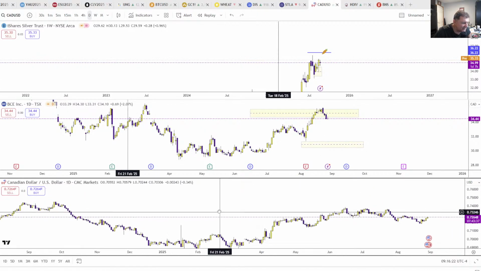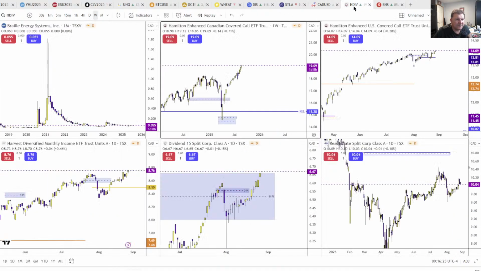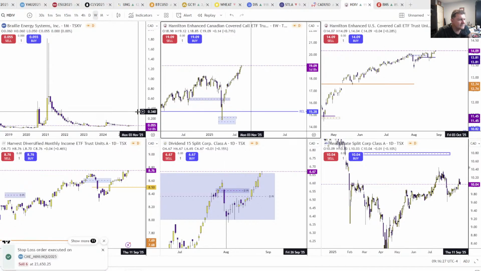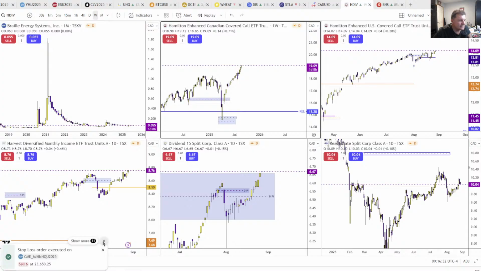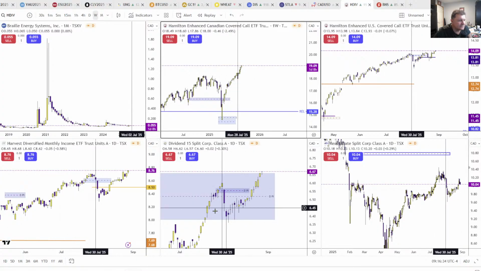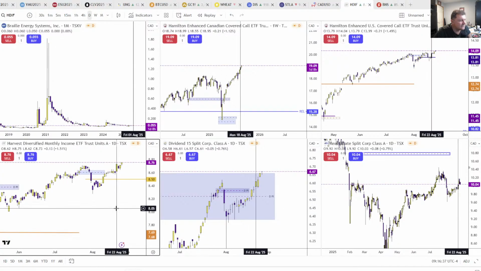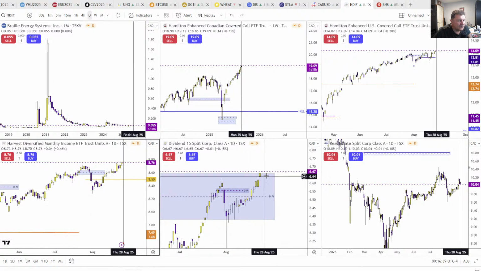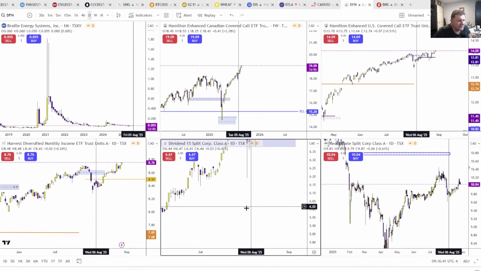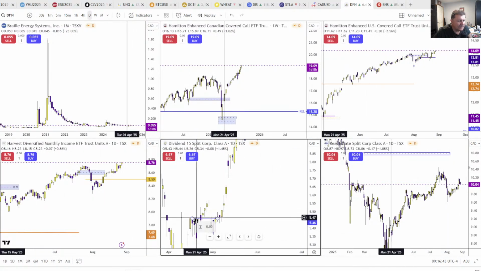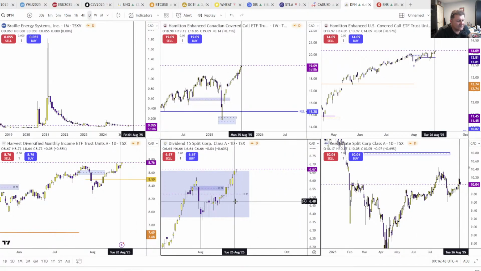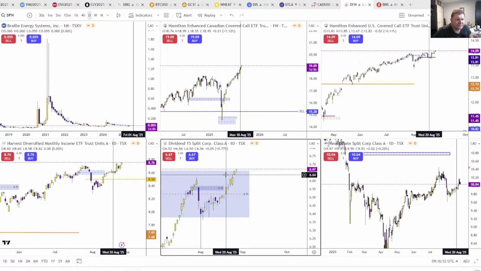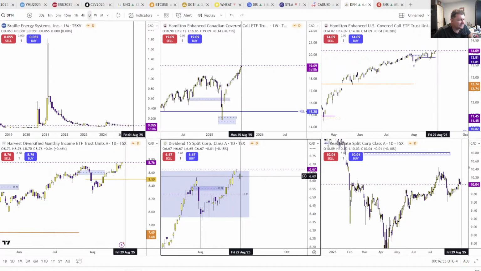I got my October deals, I'm already lining up. These guys are doing awesome. Still doing awesome. I picked this up way down here, and it pays a 20% dividend. Awesome.